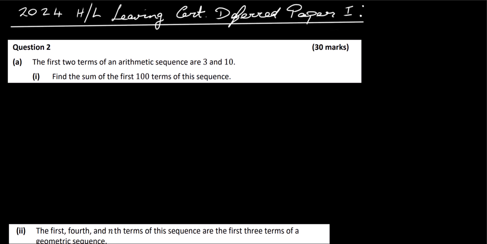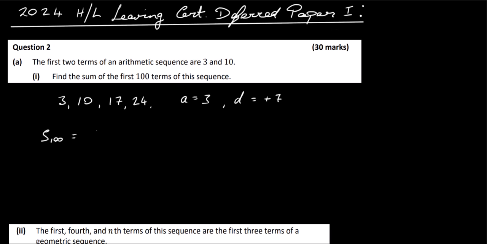Okay, so what we're going to do here is have a look at 3 and 10. We're told these are an arithmetic sequence, therefore the next term should be 17, because the first term here is 3 and the common difference here is plus 7. We're adding 7 each time. So the next one then would be 24 and so on. So we want the sum of the first 100 terms.